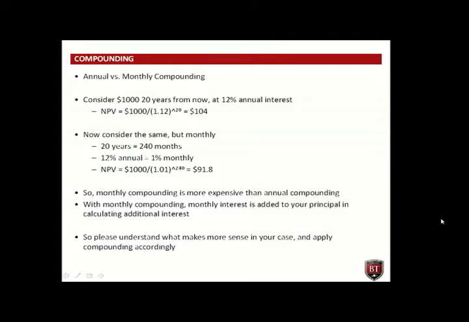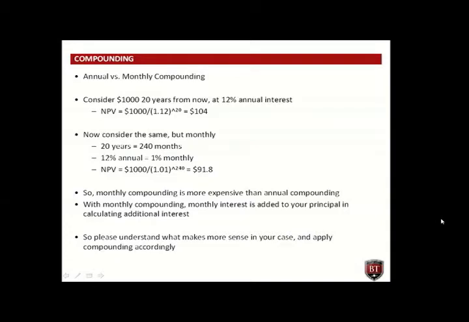So what we have here is $1,000 20 years from now, discounted at a rate of 12%. When you do annual compounding, the net present value of that $1,000 today is $104. But when you consider the same with monthly discounting at 1% for 20 years, which is 240 months, 12 months in every year, you get a net present value of only $91.8. So monthly compounding tends to be a lot more expensive than annual compounding.